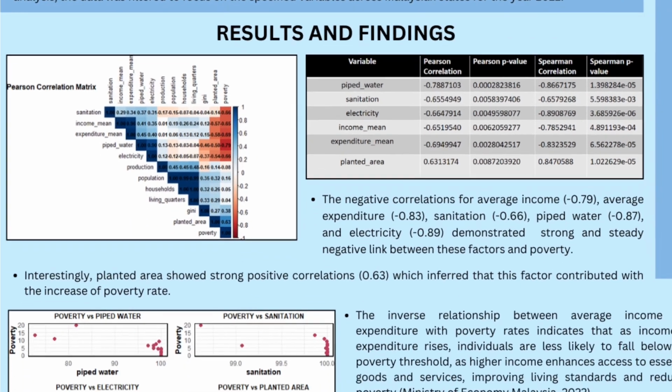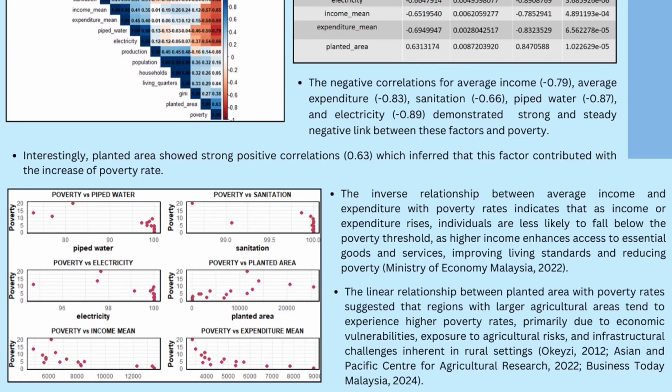Moving on to the next figure. So based on this figure, which is the scatter plot, we can see that there is a trend between the pipe water, sanitation, electricity, planted area, average income, and also the average expenditure. So one of the important insights that we can obtain based on the figure is the inverse relationship between the income, expenditure, and the poverty rate. So as the income and expenditure increase, the poverty rates tend to decrease.